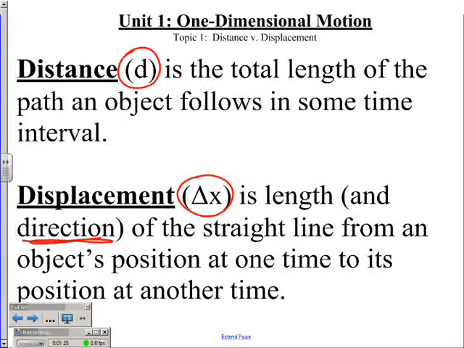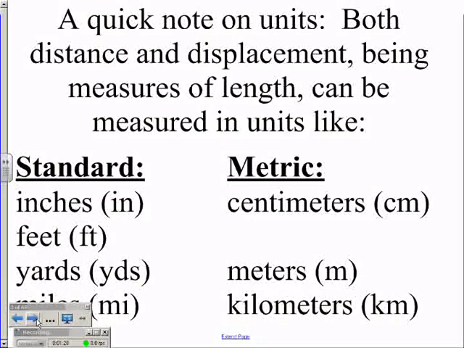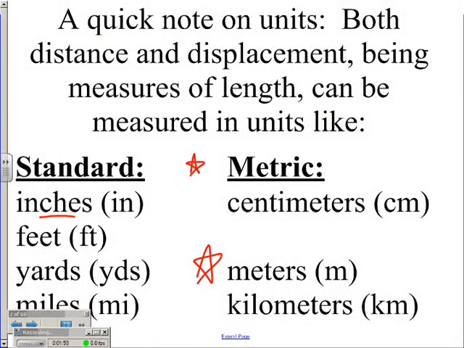So first of all, let's talk about units for just a moment. Because both distance and displacement measure length, they're going to be measured in similar units. Here in America, we would use standard units, which could be things such as inches, feet, yards, or miles. And in Europe, Canada, or physics class, we're going to use the metric system, where we might measure displacement or distance in centimeters, meters, or kilometers. Ultimately, once we really get going, we're going to focus on meters.